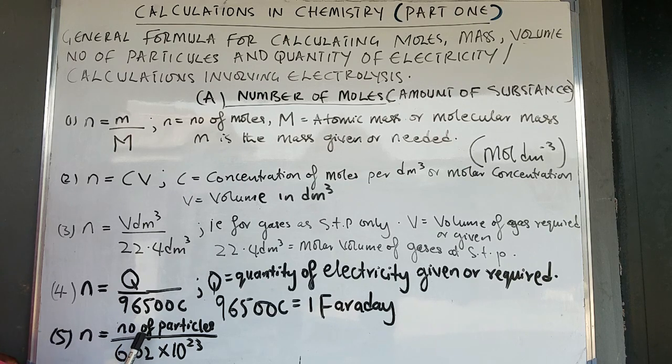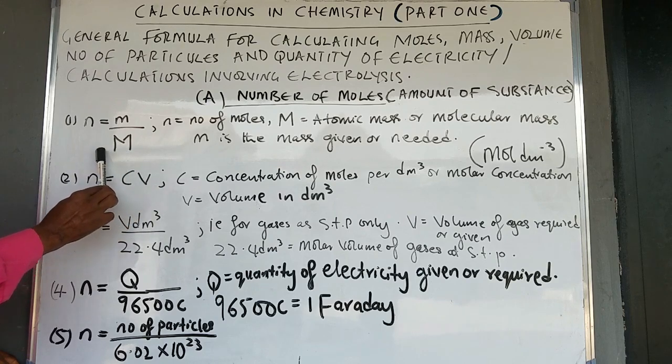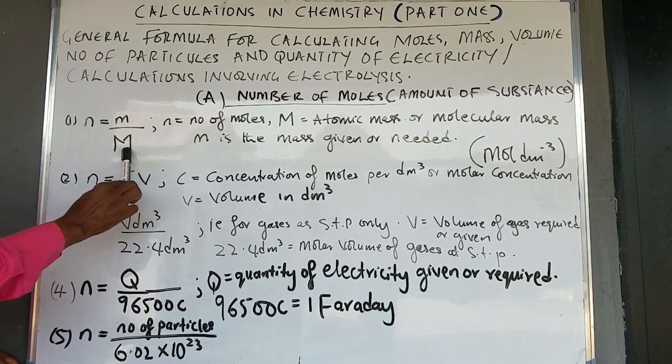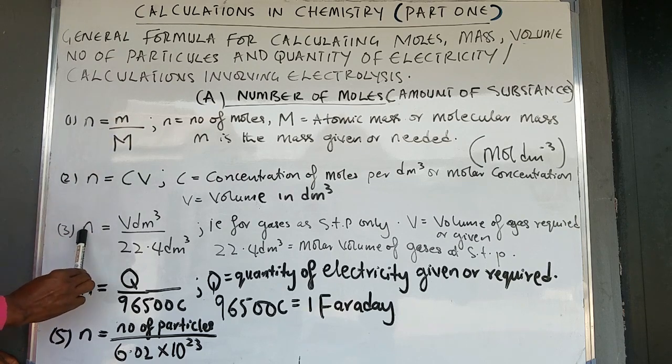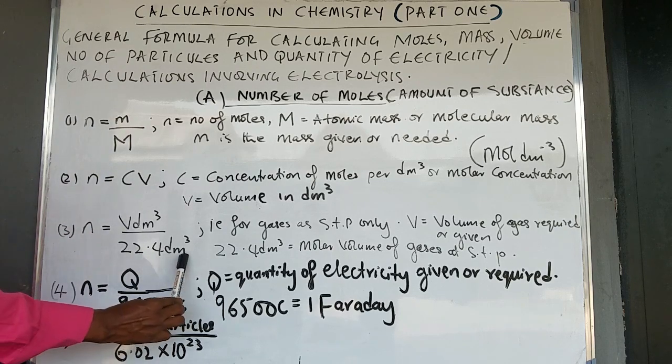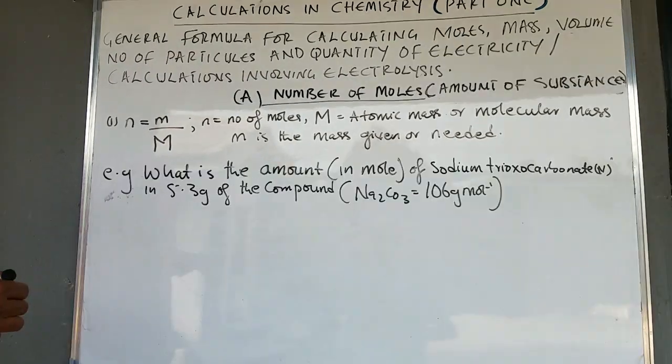So just look at the pattern, except for this one. You notice that these standards that are given are always the divisor. When you're solving number of moles, the standards are always the divisor. The standards here are always the divisor.